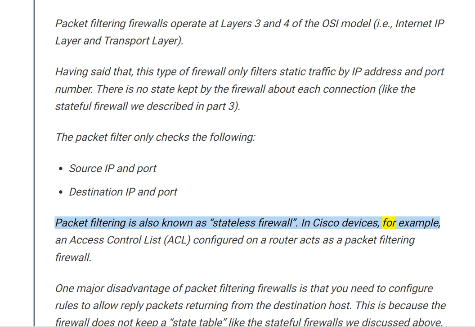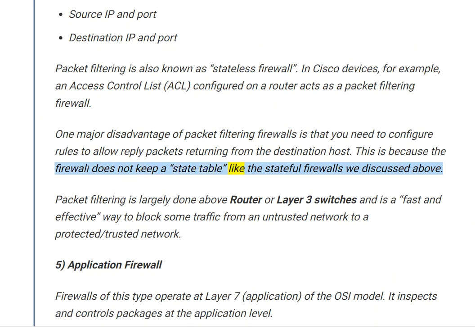In Cisco devices, for example, an access control list, ACL, configured on a router acts as a packet filtering firewall. One major disadvantage of packet filtering firewalls is that you need to configure rules to allow reply packets returning from the destination host. This is because the firewall does not keep a state table like the stateful firewalls we discussed above. Packet filtering is largely done on routers or layer 3 switches and is a fast and effective way to block some traffic from an untrusted network to a protected/trusted network.